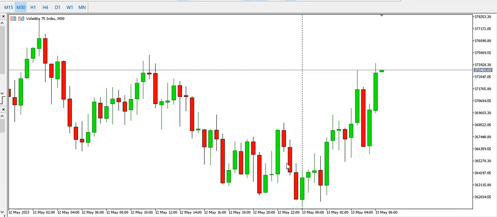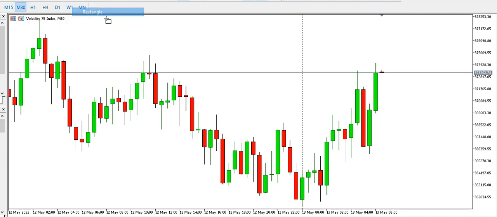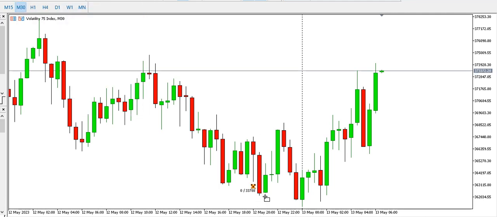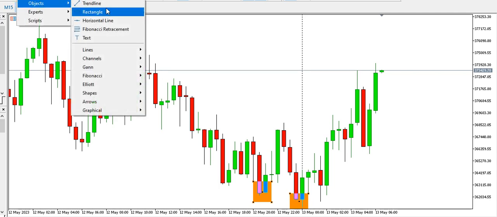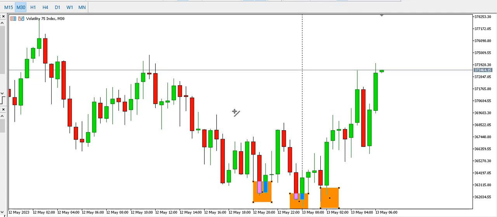On the 30 minutes time frame, we can see an inverted head and shoulder on the screen. This is the left shoulder, this is the head, and this is the right shoulder. You can see the neckline got broken. We had a retest, and the price is going up.